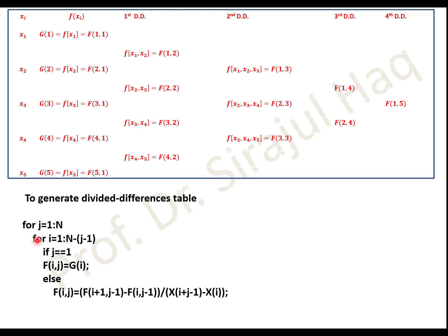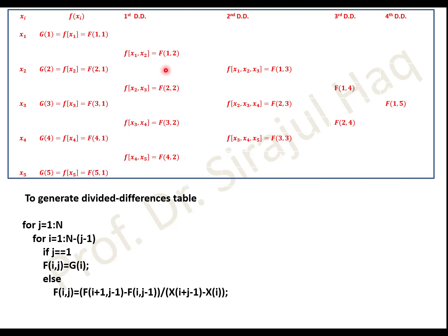When j is equal to 3 now, this condition is not satisfied, it will come to this one. J is equal to 3. I is starting from 1 and reaches up to 3 now, because 3 minus 1 is 2, 5 minus 2 is 3, so you can see up to 3. Let's come to this value. F of 1, 3. This value f of 2, 2.